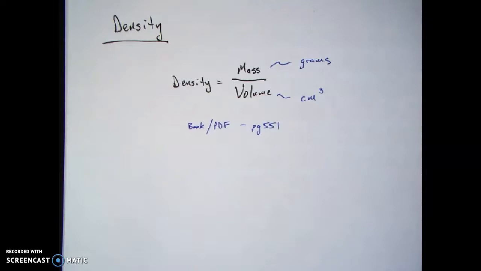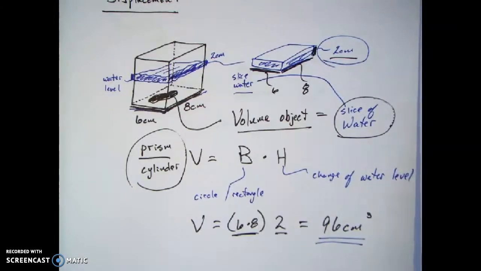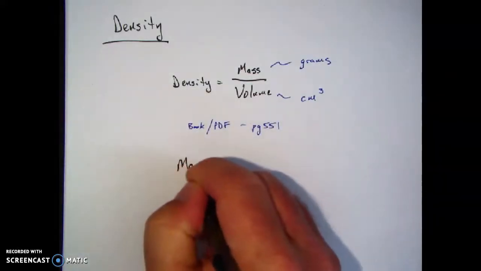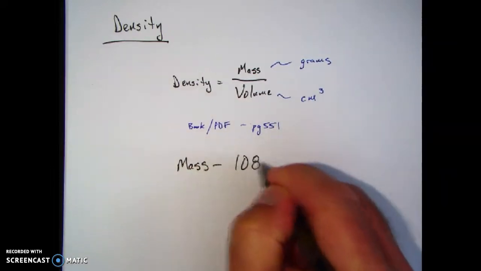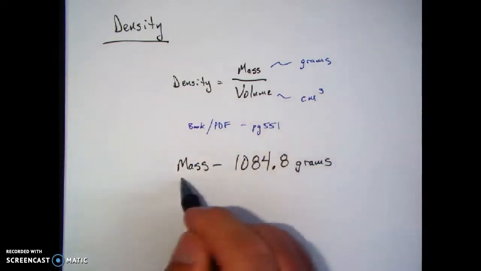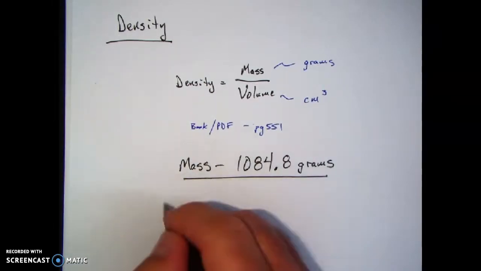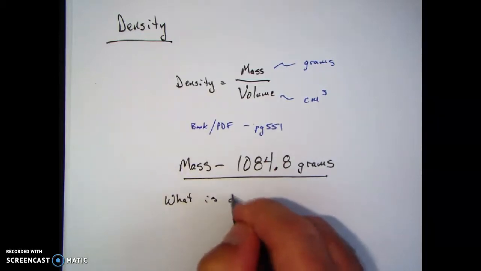Now, for the sake of this example, let's say that we have that particular object that we were just working with that we dropped into the water. Let's say that we measured its weight, and so we were given that it has a mass of 1,084.8 grams. So that's given information. And then we're asked, if we know this mass, what is the density?